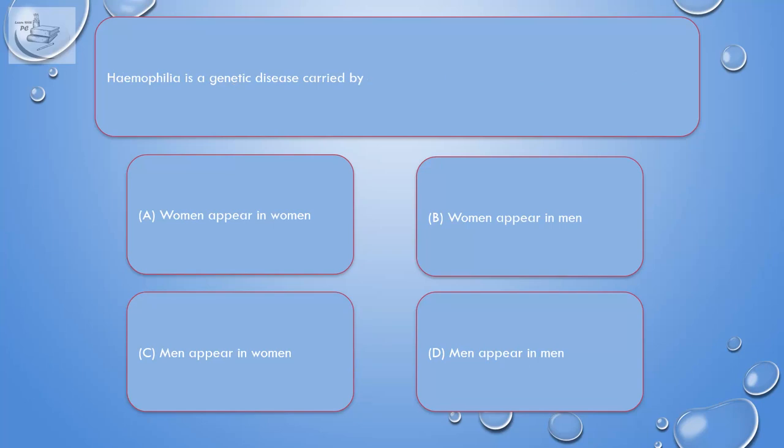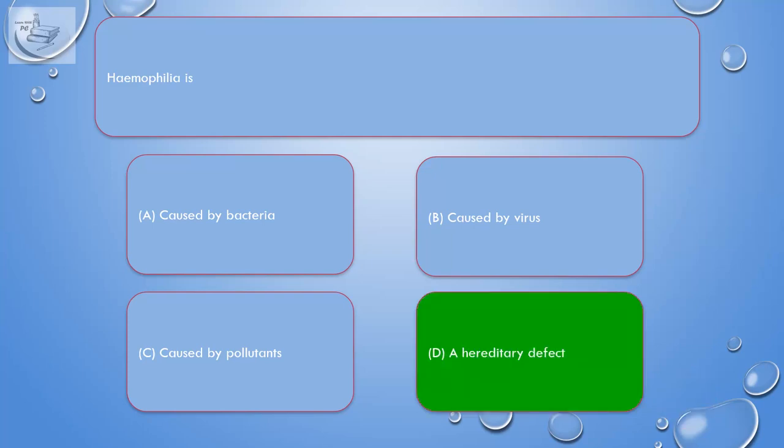Question: Hemophilia is a genetic disease carried by A. women appear in women, B. women appear in men, C. men appear in women, D. men appear in men. Correct answer is B. women appear in men. Question: Hemophilia is A. caused by bacteria, B. caused by virus, C. caused by pollutants, D. a hereditary defect. Correct answer is D. a hereditary defect.